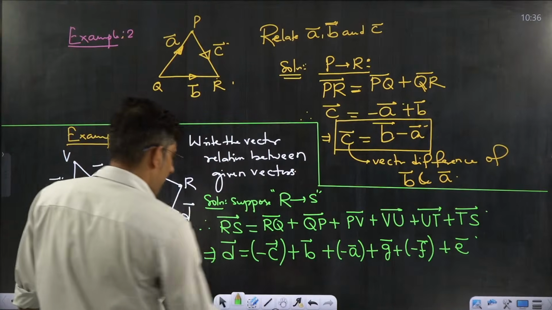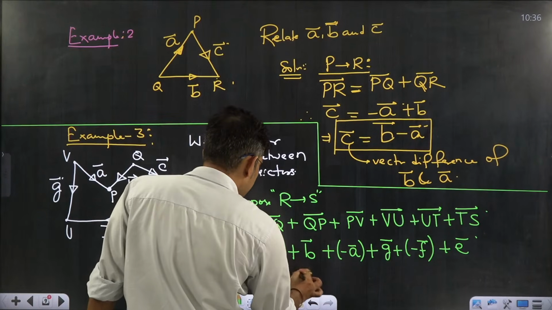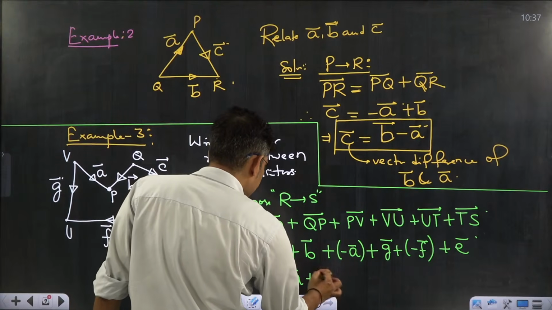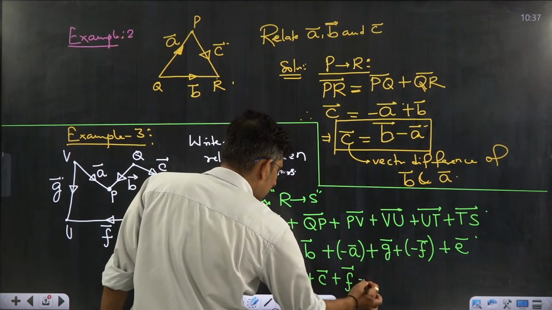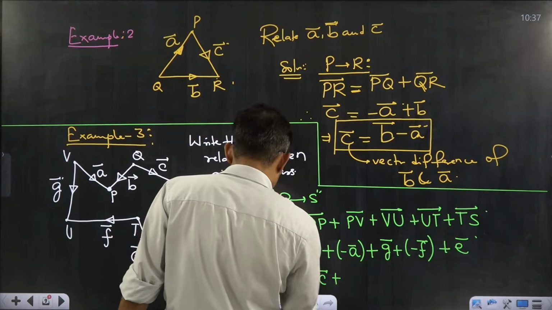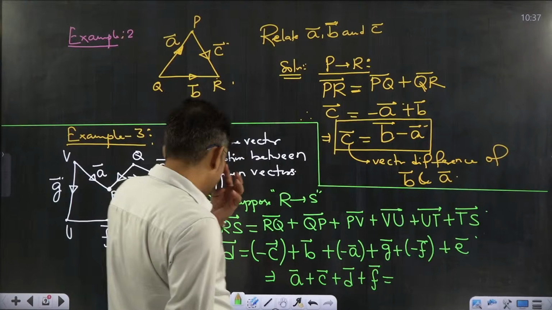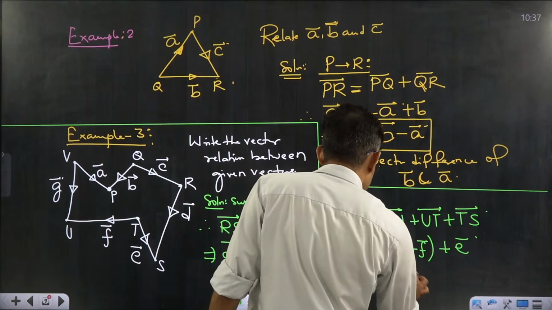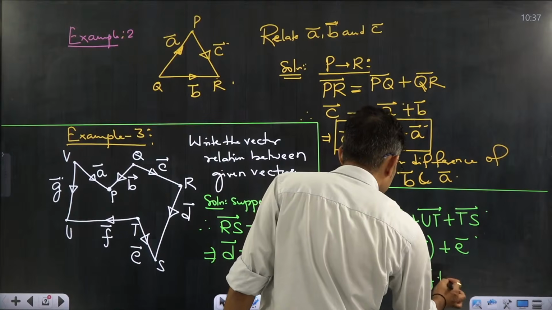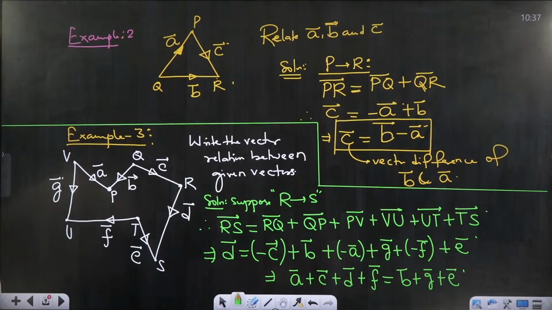So that means if I take the minus on one side and plus on one side, you will see A vector plus C vector plus F vector, they go in left hand side, and we have D also, A, C, D and F, and the rest on the right hand side you have B vector plus G vector plus E vector. So this is the vector equation which is relating these vectors. That means A plus C plus D plus F is balancing B plus G plus E.